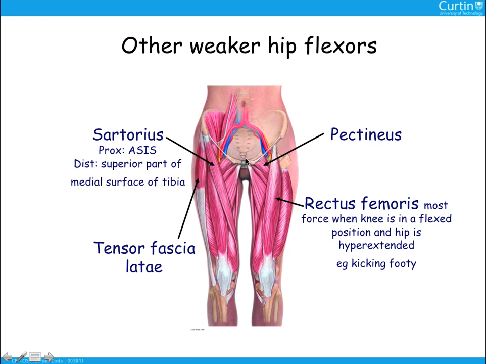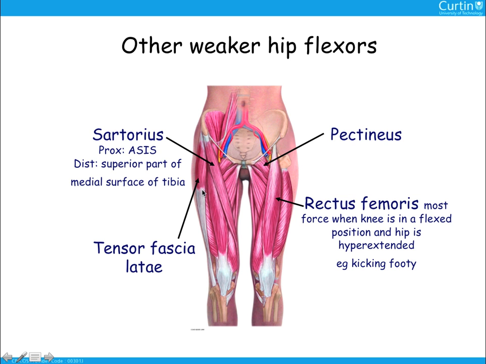Pectineus goes from the pecten pubis proximally to the pectineal line of the femur. The pectineus is a weak adductor and it's a weak hip flexor. So weak hip adductor and weak hip flexor. Sartorius has a really complex action. It's a hip flexor, abductor, and external rotator. Let me try that again. Hip flexor, hip abductor, and hip external rotator. So you can remember it as the FABER muscle. F-A-B-E-R. Flexion, abduction, external rotation.